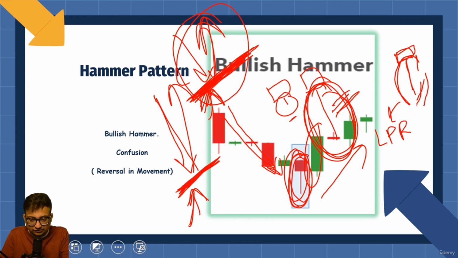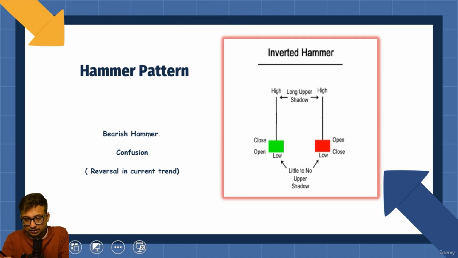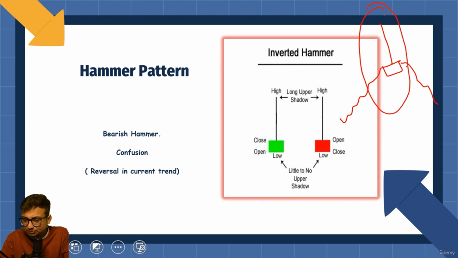Now the second thing is the inverted hammer. Let's say the market was in an uptrend, and if you see a candle like this, it means that there is a confusion. The market was in a bullish trend, right? But now there is a confusion that the market might go downward, because there is an HPR.